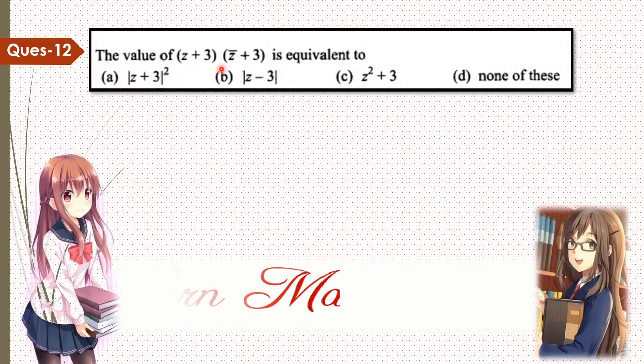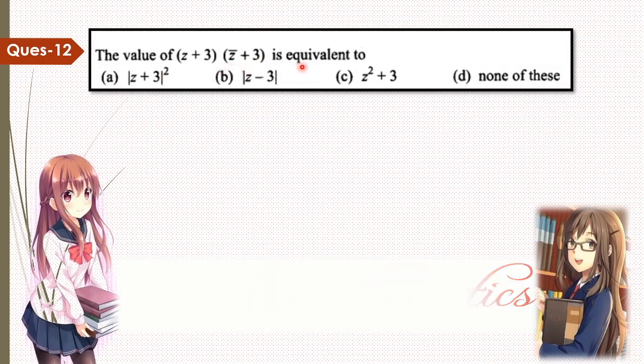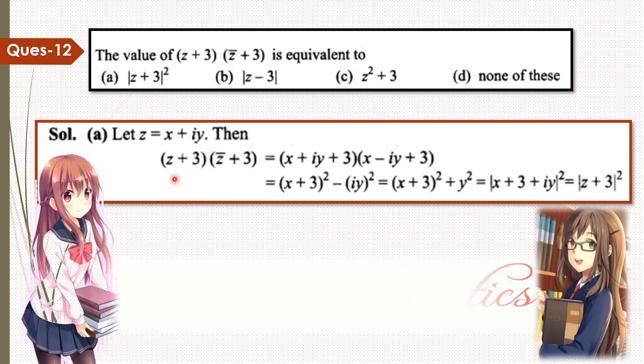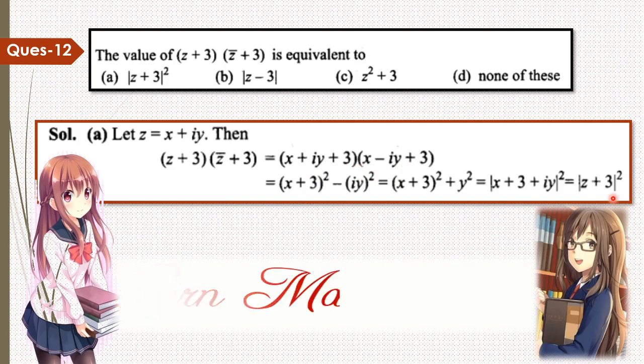The value of z plus 3 into conjugate of z plus 3 is equivalent to what? So z is equal to x plus iota y. Then this thing will be equal to, replace the value of z with x plus iota y. Conjugate will be x minus iota y. Open it, solve it, and this is the answer, which means option A.